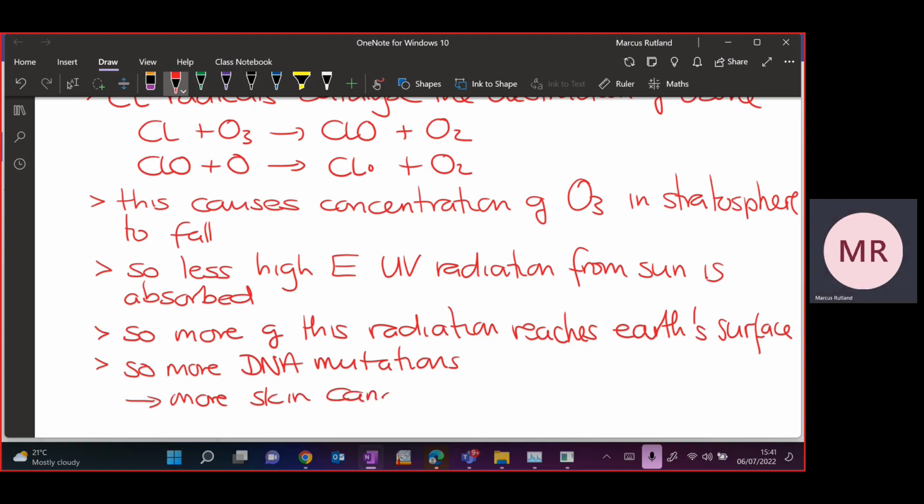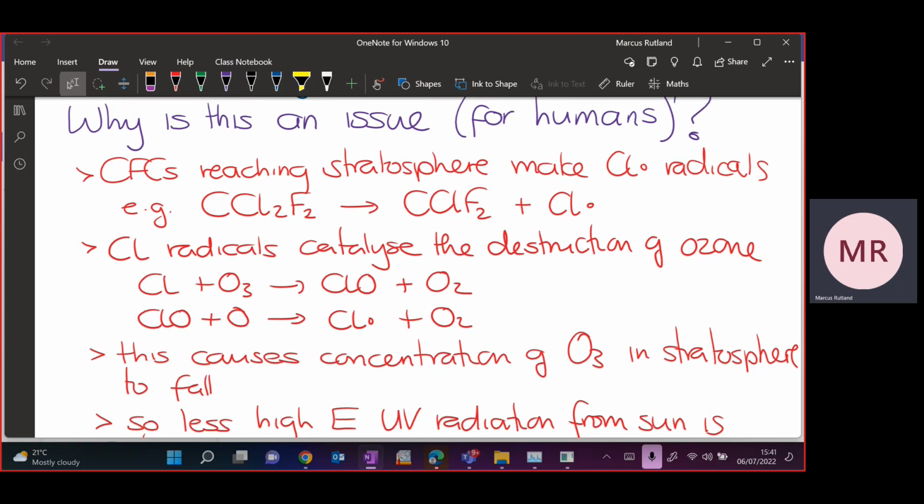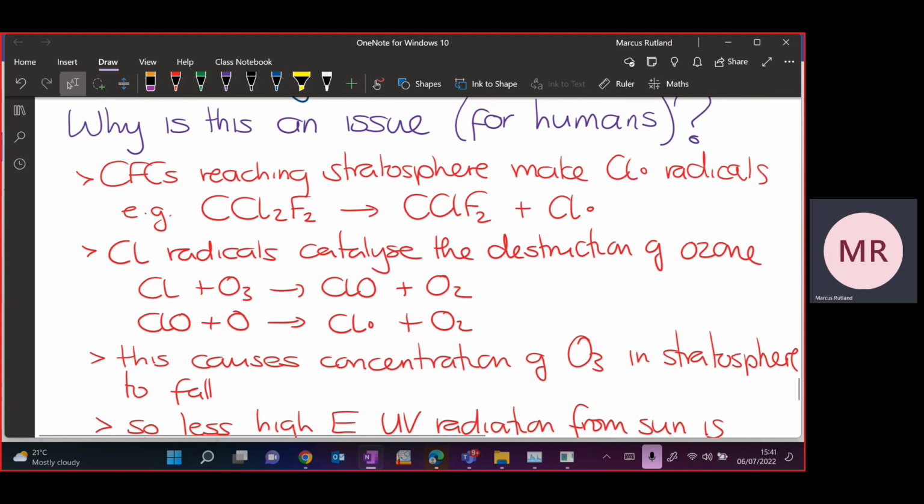Okay, just notice then, if you get asked why CFCs reaching the stratosphere cause a problem to humans, you need to make a clear link. Yes, the CFCs reach the stratosphere, and the problem for the humans is skin cancer, but how do you get from one to the other?